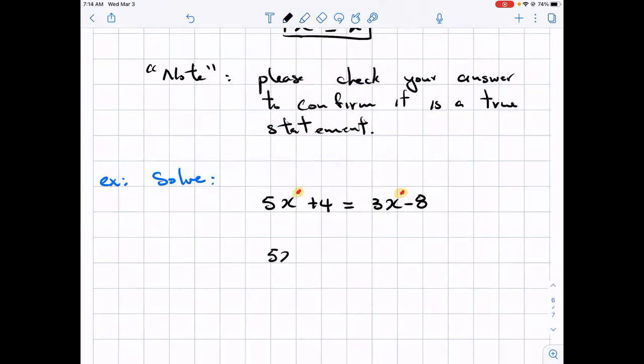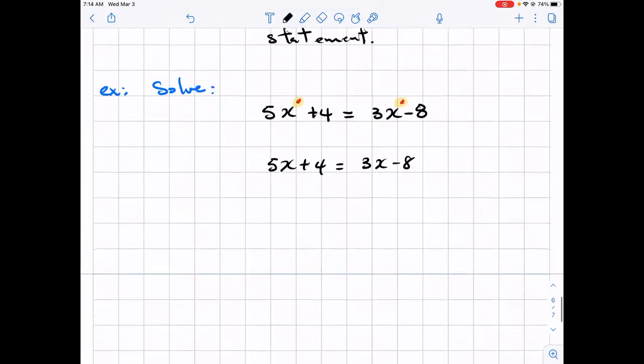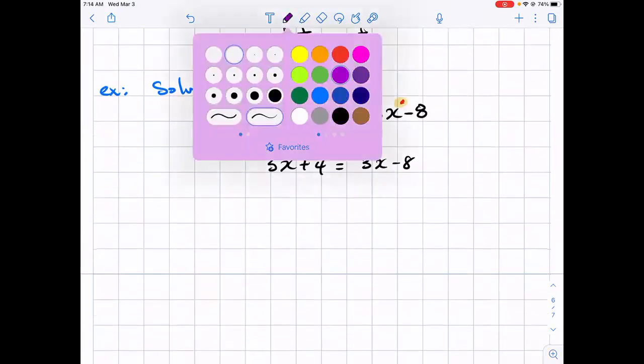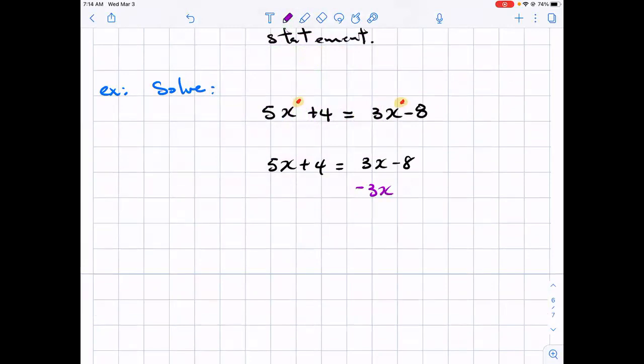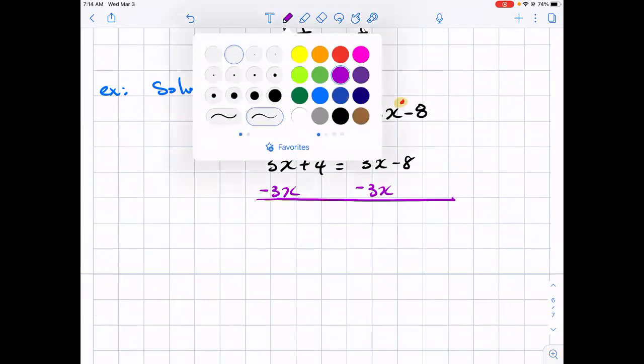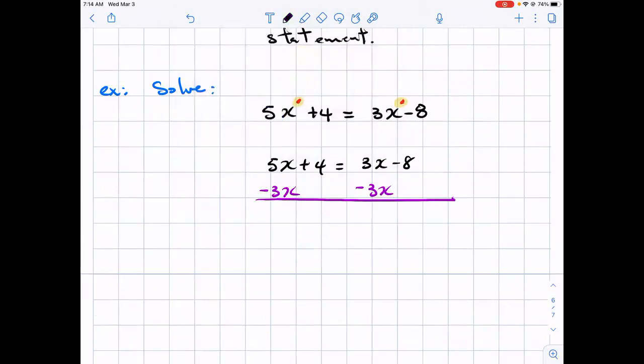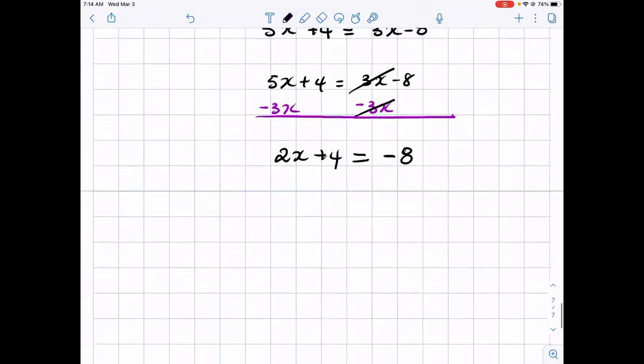We have 5x plus 4 is equal to 3x minus 8. I always like to start off with moving the smaller x values first. So I'm going to minus 3x on both sides. And if I do this, we have 5x minus 3x becomes 2x, plus 4 equals the plus 3x and the minus 3x go to 0, and that leaves me with minus 8 on the right side.